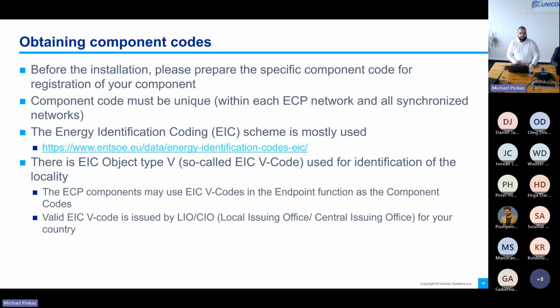For the purposes of the component codes, the energy identification coding, or EIC, scheme is mostly used. Within the EIC, there is object type V, also called EICV code, which is then used for identification of the locality. The ECP components may then use the EICV code in the endpoint function as the component codes. And also you can get your EICV code from your local issuing office for your country.